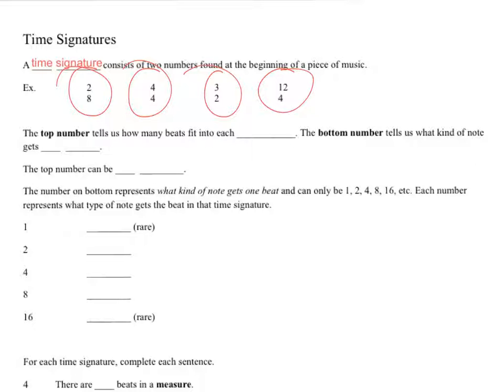The top number tells us how many beats fit into each measure. The bottom number tells us what kind of note gets one beat. The top number can be any number. If the top number is 4, there are 4 beats in a measure, regardless of what the bottom number is.